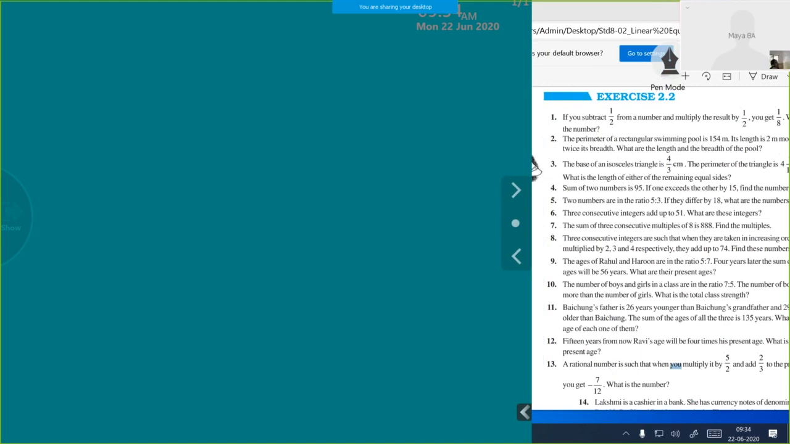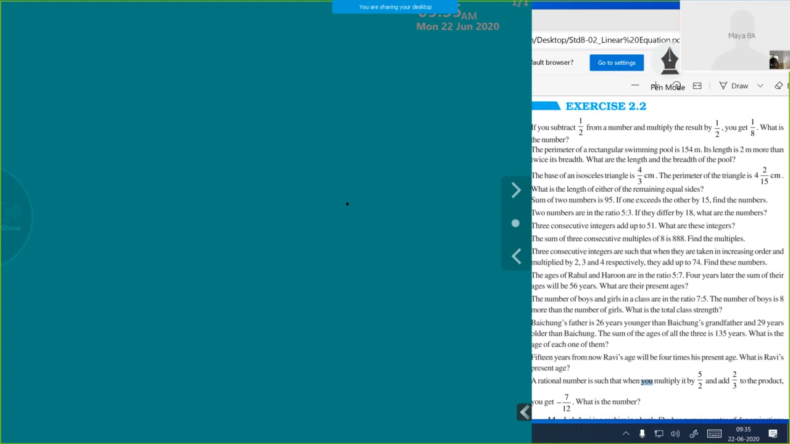Now, let's go to the third question. The base of an isosceles triangle is 4/3 centimeter. The perimeter of the triangle is 4 and 2/15 centimeter. What is the length of either of the remaining equal sides?